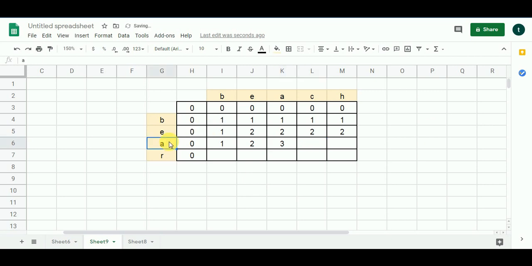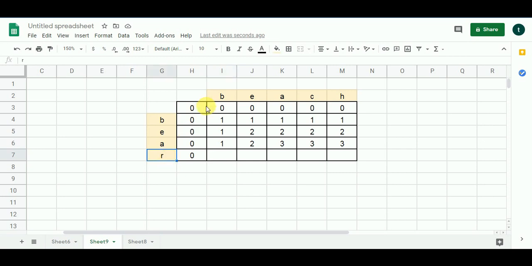Now A doesn't match with C, so I'm going to take the maximum value out of these two and it is going to be 3. Now A doesn't match with H, so again it's a game of finding maximum value. So out of 3 and 2, the maximum value is going to come out as 3. Alright, now we are in our final row.